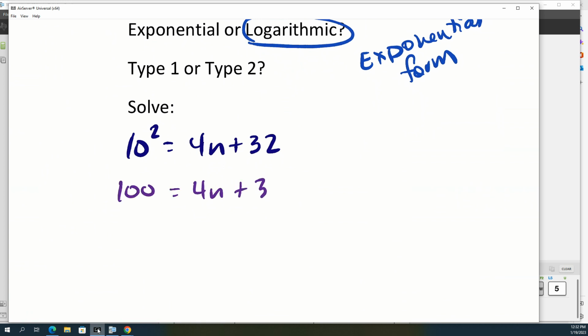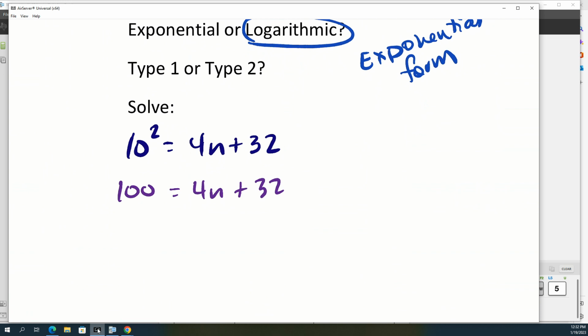So 10 to the second, thanks. You can get it from the chart, that's the chart that he has right here. You can use this on your quiz if you want to. So you can get it from the chart, or you can get it from your calculator. 10 squared, you can just type in.